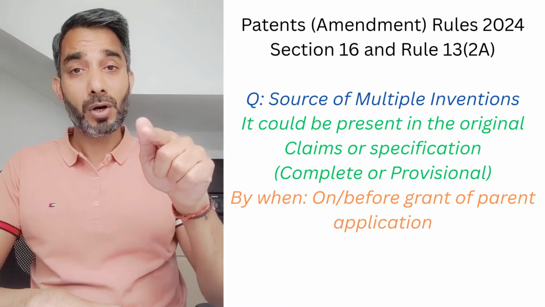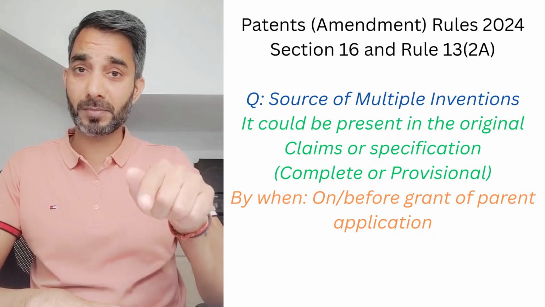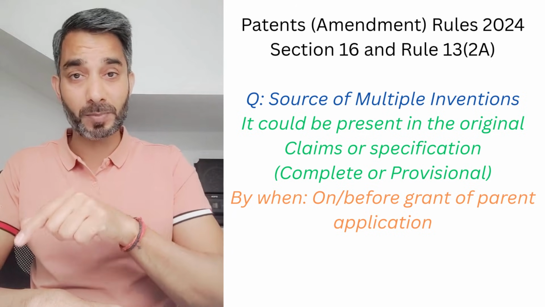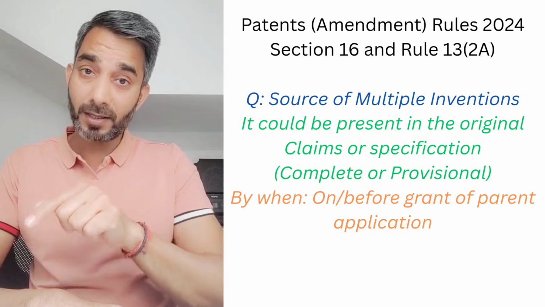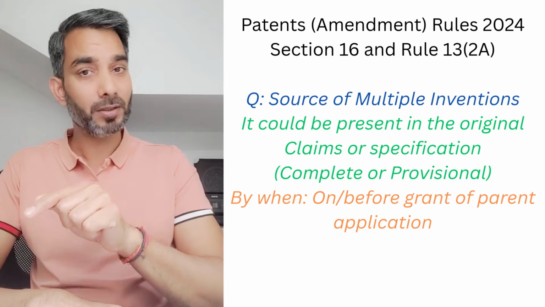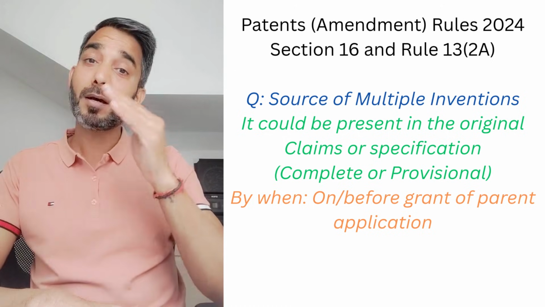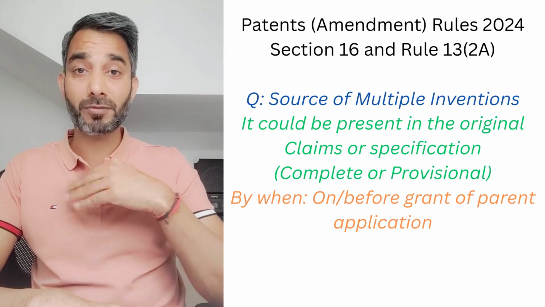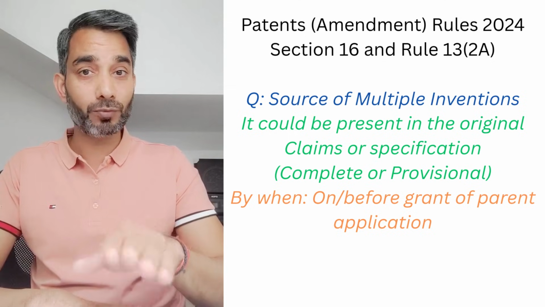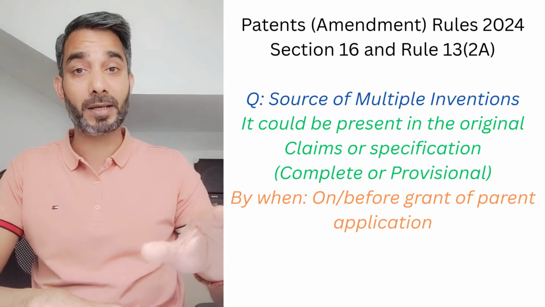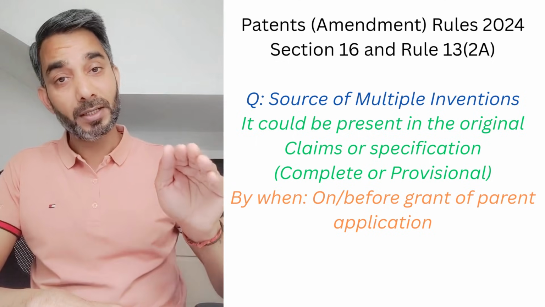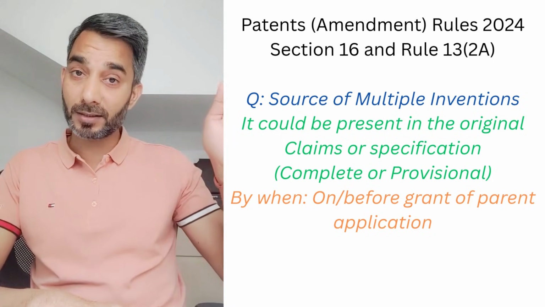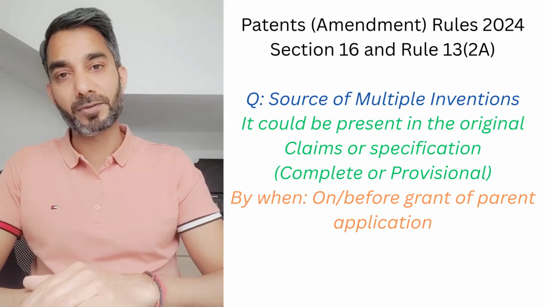So in such cases, the amendments or the clarification that has come says that even though you may not have claimed other inventions present in your specification, you can take the disclosure from the specification, could be provisional or complete, and file a divisional application. So it's a complete change in the manner in which we were treating divisional applications. We don't need to worry about the inventions having to be present in the claims or derived from the parent application. It can be present in the specification also.